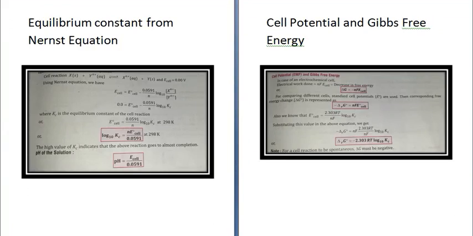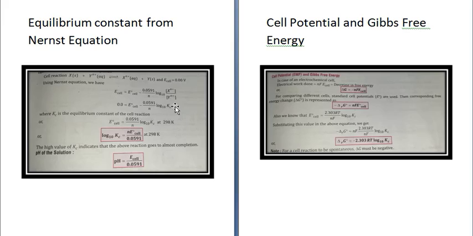Now next is equilibrium concentration, equilibrium constant from the Nernst equation. Now the cell reaction, suppose it is X plus Y^n+ giving X^n+ plus Y, and E cell for this case is 0.00 volts. Now using the Nernst equation we have E cell is equal to E0 cell minus 0.0591 upon n log to the base 10 of the concentration of X^n+ upon the concentration of Y^n+.